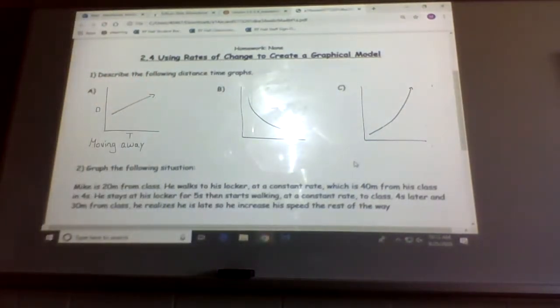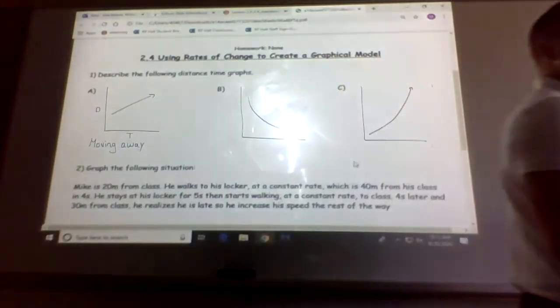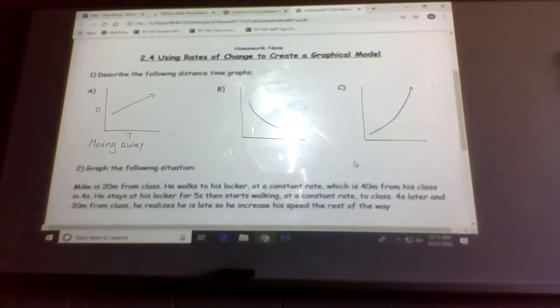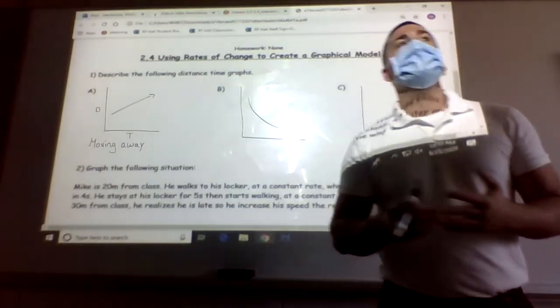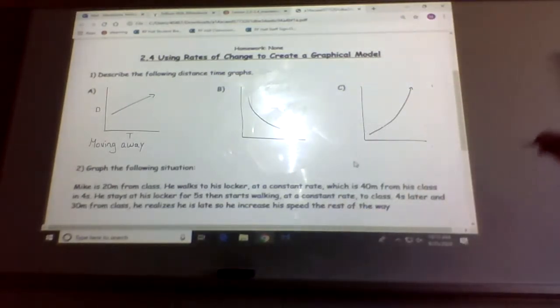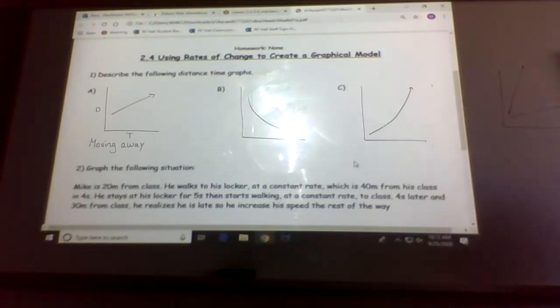Okay, so we're moving away. And then we want to talk about speed. Are we going fast? Are we going slow? How do we distinguish between going fast and slow on a graph? Haley? The faster it's going, the steeper your line. Good. So the faster you're going, the steeper the line is. If we had a line like this, that would be considered slow. And if we had one that goes like this, that would be considered fast.